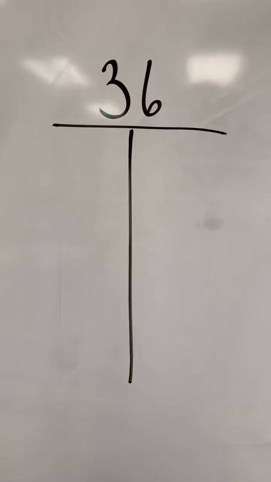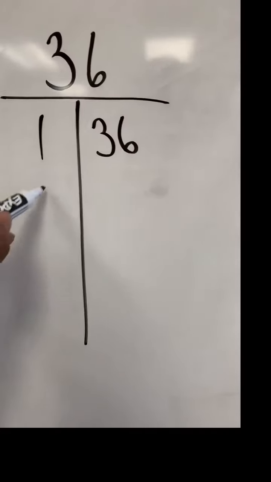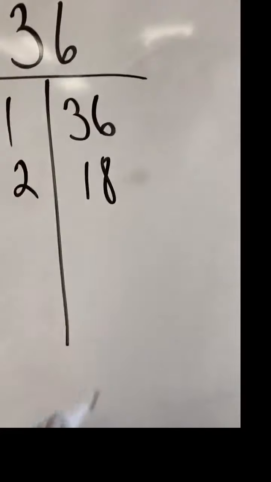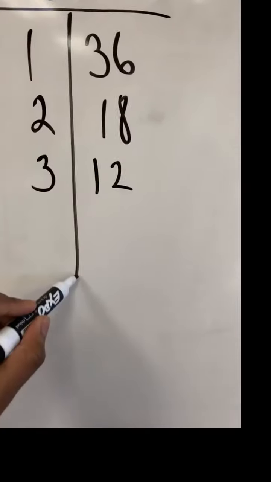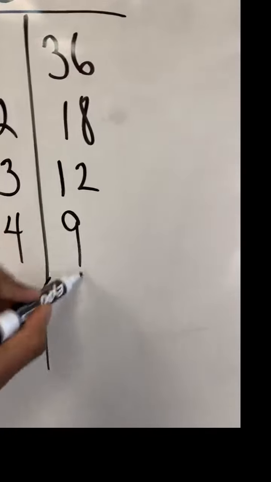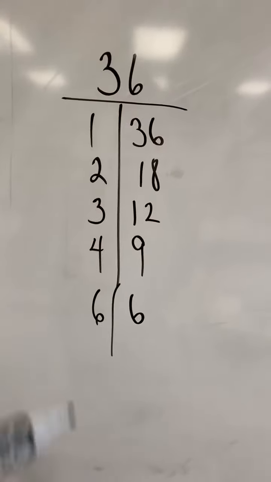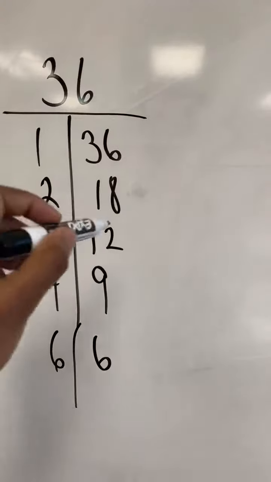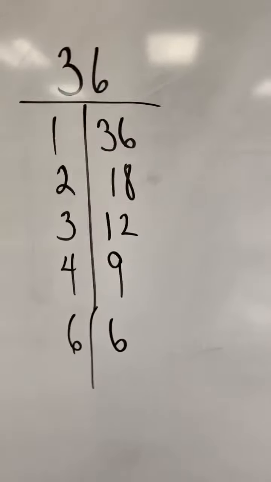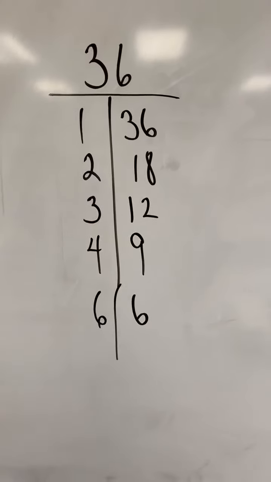This is like a multiplication table. You have 1 times 36. That's equal to 36. 2 times 18 is equal to 36. 3 times 12 is equal to 36. 4 times 9 is equal to 36. And 6 times 6 is equal to 36. All of these are factors: 1, 36, 2, 18, 3, 12, 4, 9, 6. All of those are factors of 36 because they all multiply to yield 36.